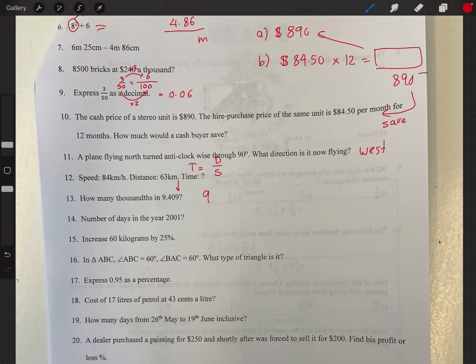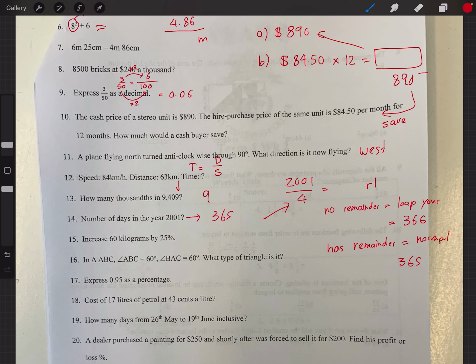Number of days in the year 2001. You take 2001 divided by 4. Does it have any remainder? Yes, it does. It has a remainder of 1. If it has no remainder, that means it's a leap year, because leap years happen every 4 years. That's why we divide by 4. If it has no remainder, it's a leap year, which means it has 366 days. If it has a remainder, it's a normal year, which means it has 365 days. Because this one has a remainder, it's 365 days.